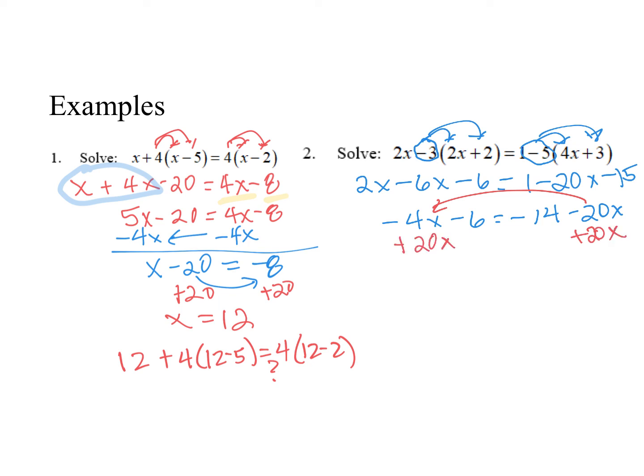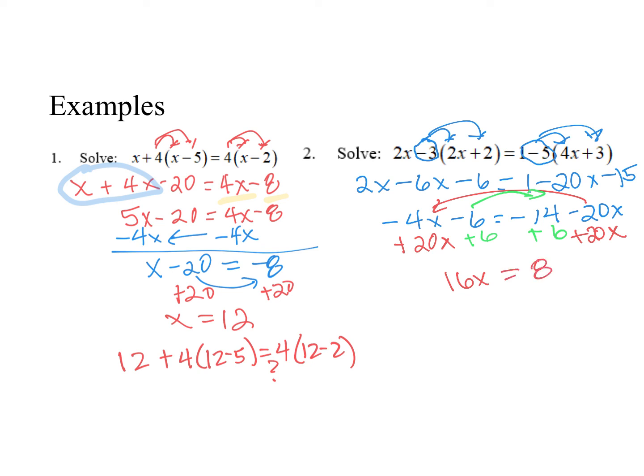But in that case, I'm going to move my constants to the right, which means I need to add 6 to both sides. It'll save you a step of writing, but you'll still get the correct answer as long as you're careful. Notice my arrows are going in different directions. So negative 4x plus 20x gives me 16x. And then negative 14 plus 6 gives me 8.